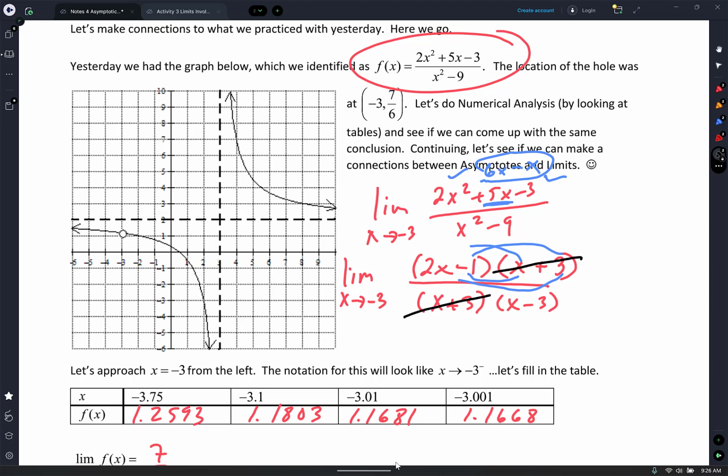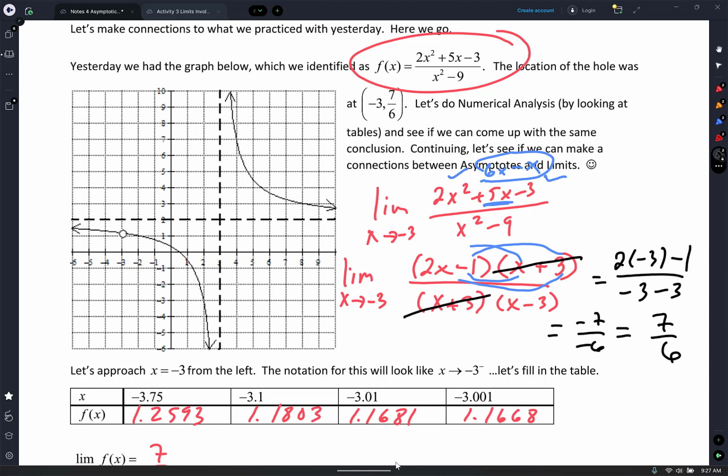And notice, can I do direct substitution now? Yes, now you can. 2 times negative 3 minus 1 over negative 3 minus 3. So let's see what that is. 2 times negative 3 is negative 6. Minus 1 is negative 7 over negative 6. Negative divided by negative is positive, and we get that 7/6 value that we wanted.